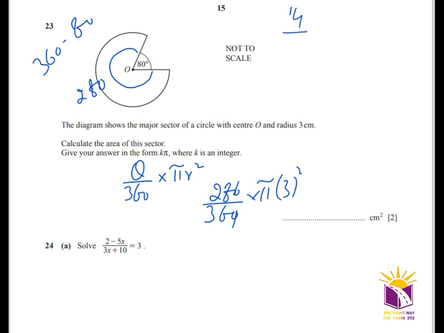Divided by 1 and 8 multiplied by 9 and pi. 9 1 time 9, 9 2 time 18, 2 1 time 2, 2 7 time 14. So our answer will be 7 pi centimeter squared, because I have to write the answer in the form of k pi, where k is an integer, which is 7. So my answer will be 7 pi centimeter squared.